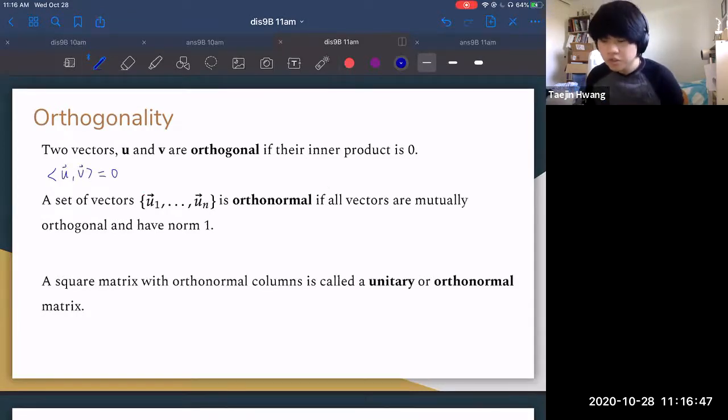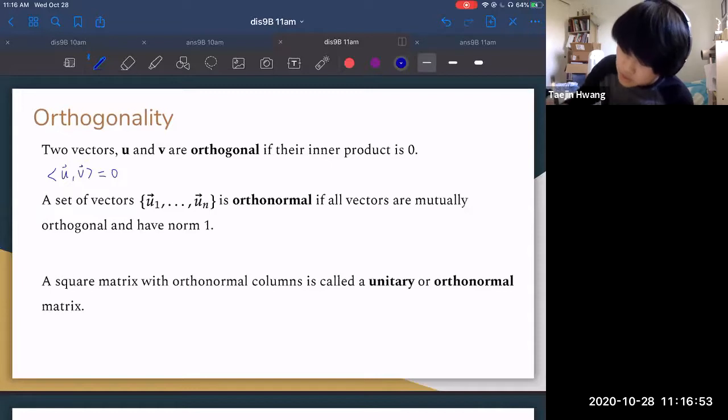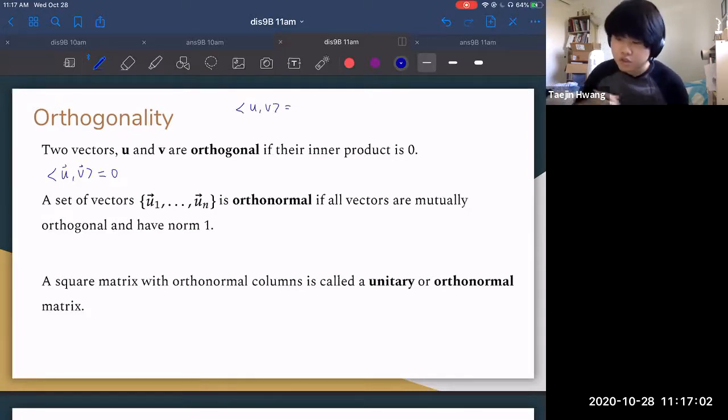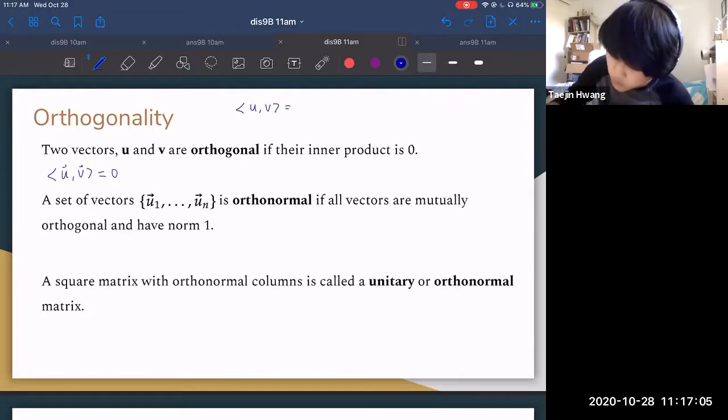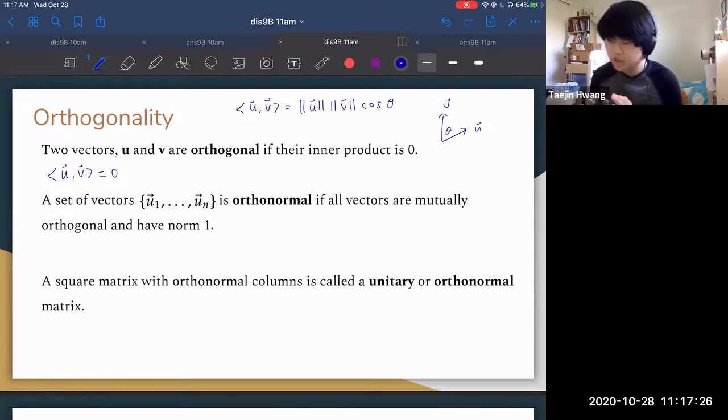And to give some geometric intuition behind what this all means, you might remember that we can define the inner product through cosines and norms, where the inner product of u and v is equal to the norm of u times the norm of v times the cosine of the angle between the two vectors, if we were to draw them geometrically.